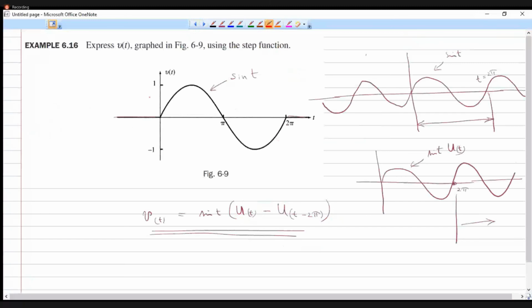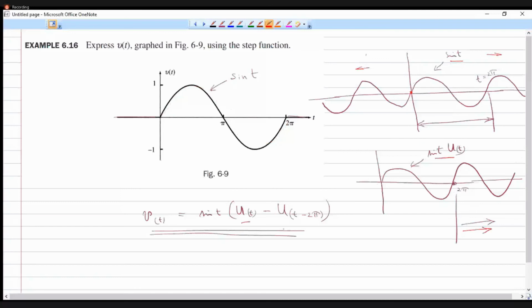Another example is how to represent a function that is graphed like this, in which case we are considering only one cycle of the sinusoidal function. So how can we write the equation, the mathematical expression? When we write sine omega t, it will be a function like this, with a minus t region as well. With u of t, you will have only the positive region; the negative regions are eliminated.